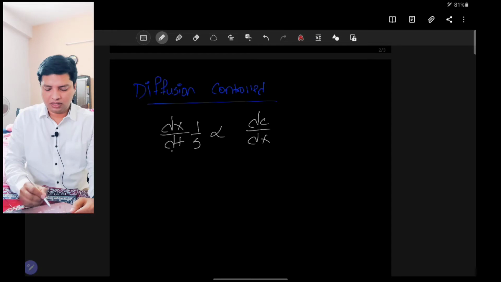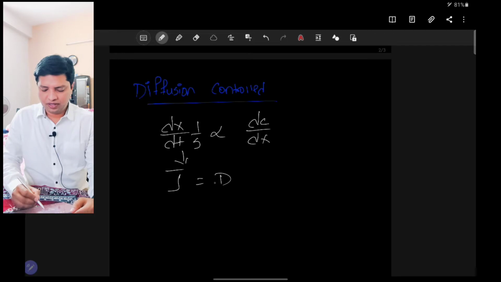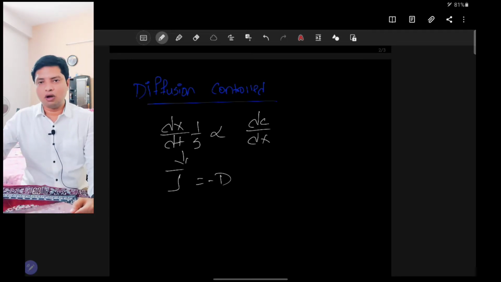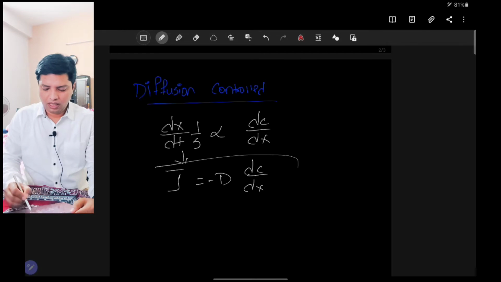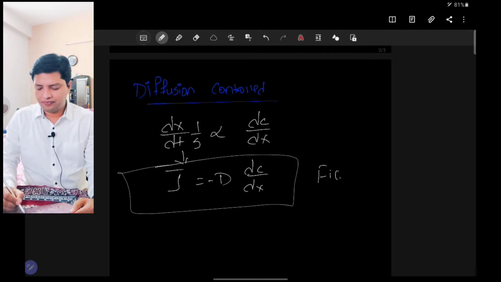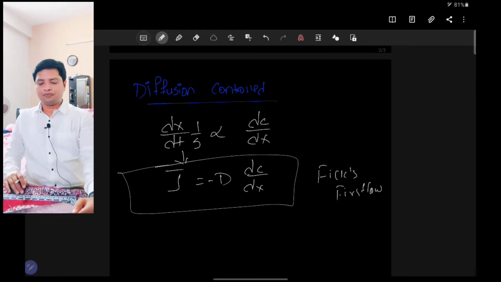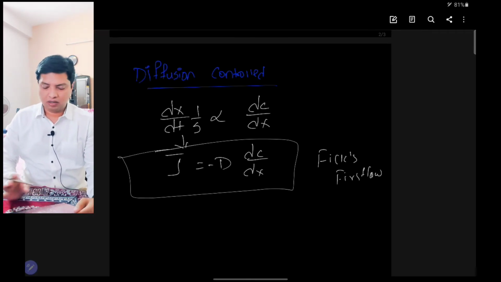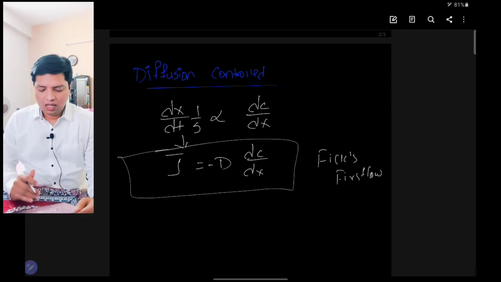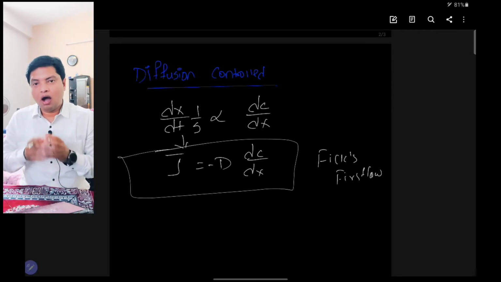If you remove the proportionality constant, and I take this as J, which represents flux, we get the diffusion coefficient. The negative sign indicates that as time passes, the concentration gradient will decrease. So J = -D dC/dx. This is your Fick's first law for diffusion. I have explained this clearly in my previous videos in the diffusion chapter, you can go and check.